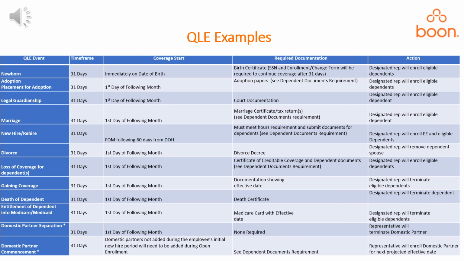Qualifying life event examples. Please see the below chart for a breakdown of QLE examples. There are different columns, including the qualifying life event column, the time frame column, which represents the time frame in which you need to report this QLE, the coverage start date, meaning when your coverage will start following the QLE, the required documentation that is needed to be supporting evidence for this QLE, and the action necessary to enroll after the QLE has occurred.